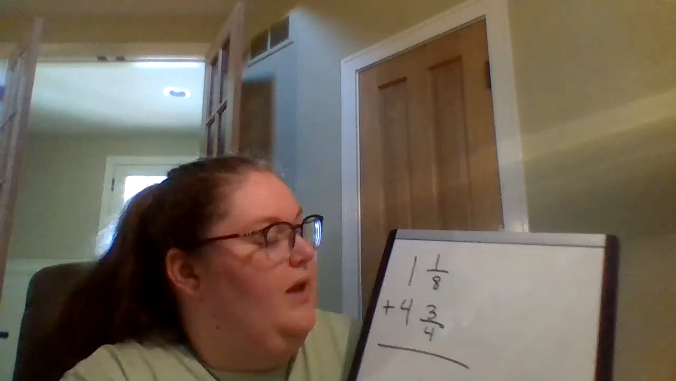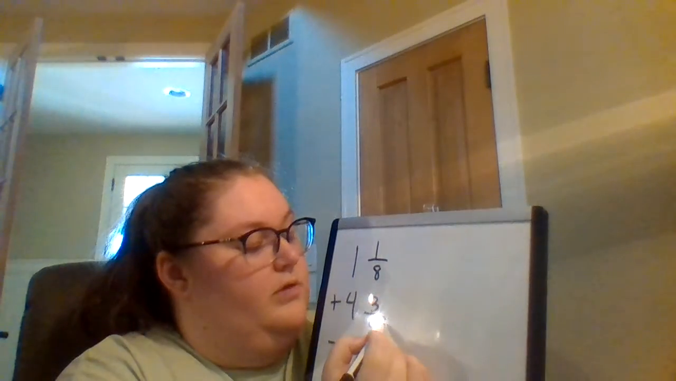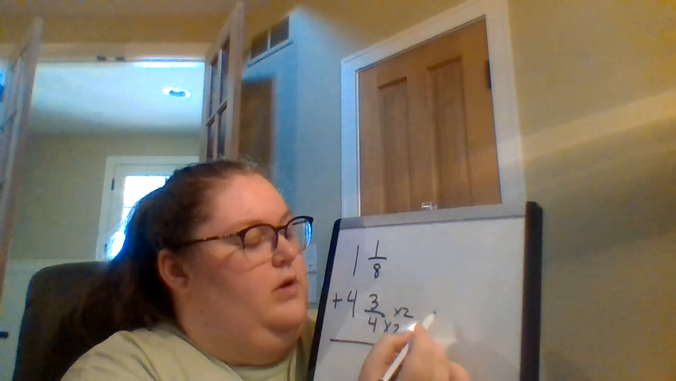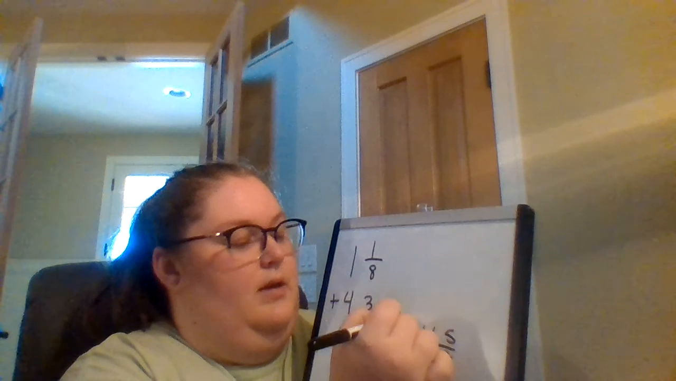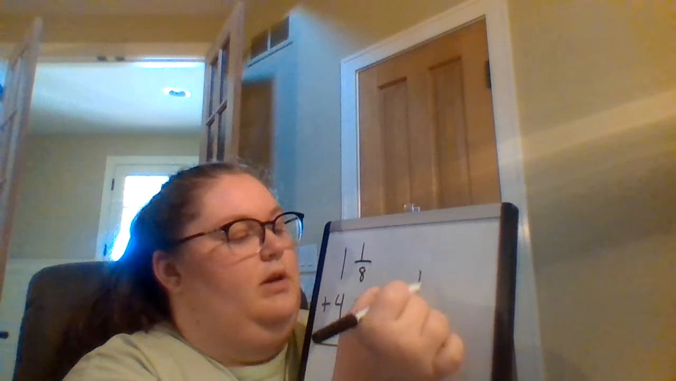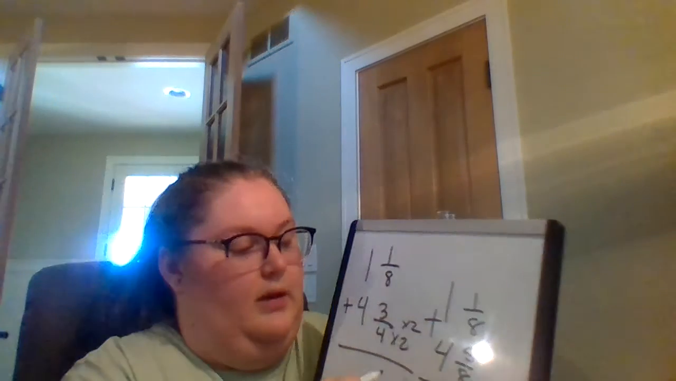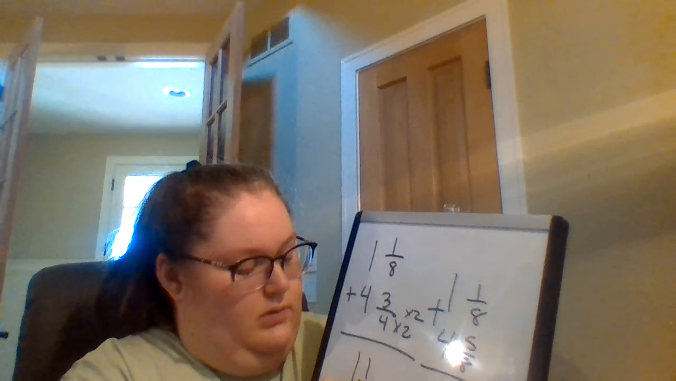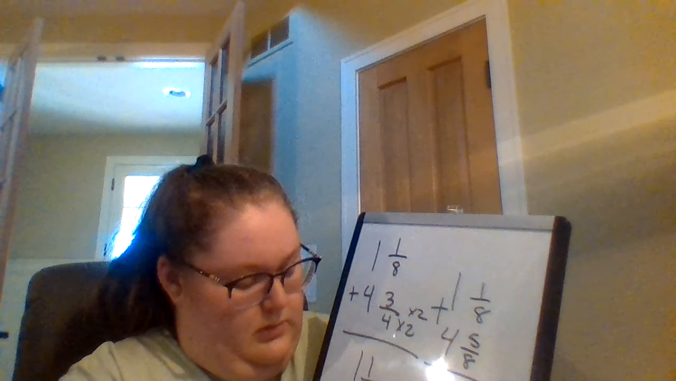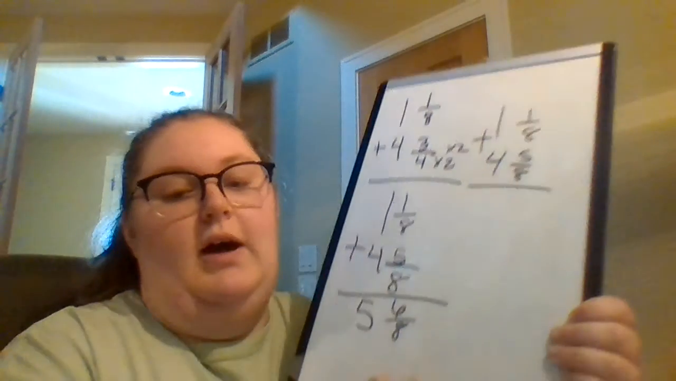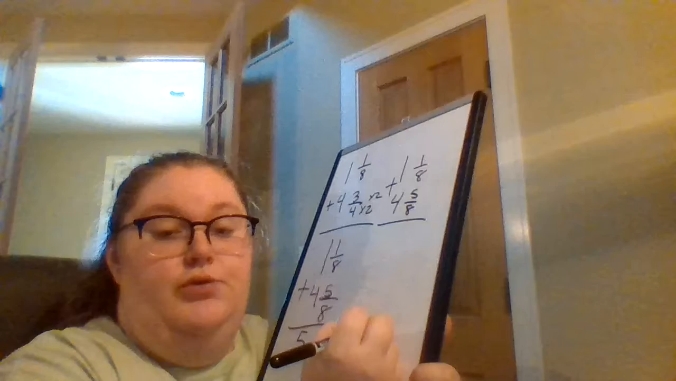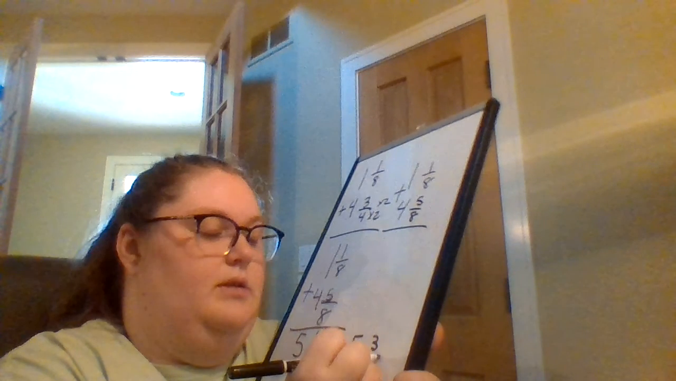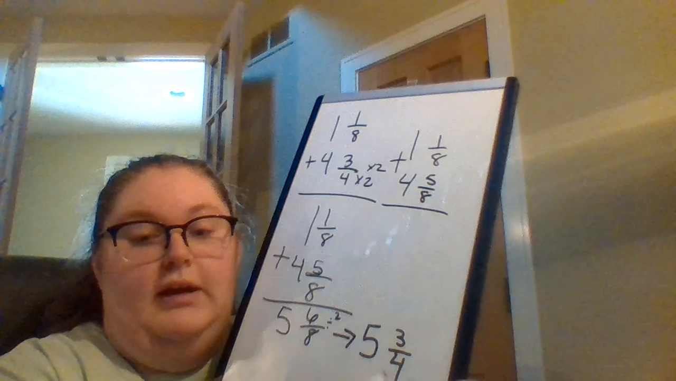Okay, so right away I see I needed to make this into an 8. So when I do that, I'm going to do 2. So then I get 4 and 5/8. Okay. And then I'm adding 1 and 1/8. Okay. So I then get 5 and 6/8. Can I reduce this? For sure. So then I'm dividing by 2 from the top and bottom, and I get 5 and 3/4 as my answer.